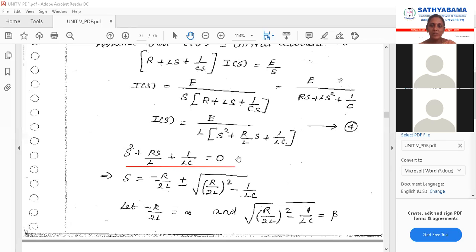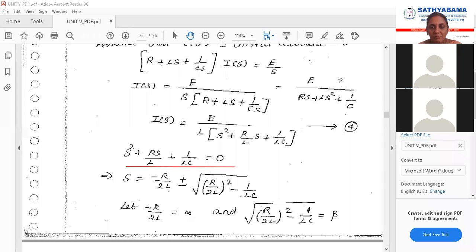A value is 1. What is B value? B value is R by L. What is C value? Only 2 persons giving me response out of 210. C value is 1 by LC, right? So it has been posted in the formula now.